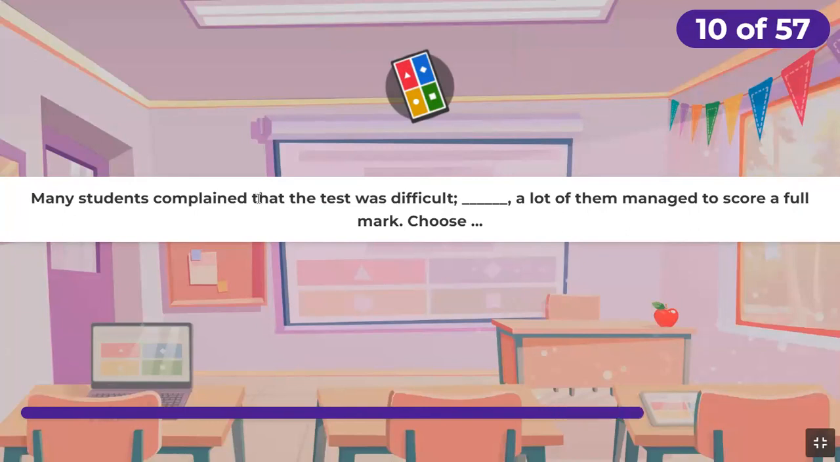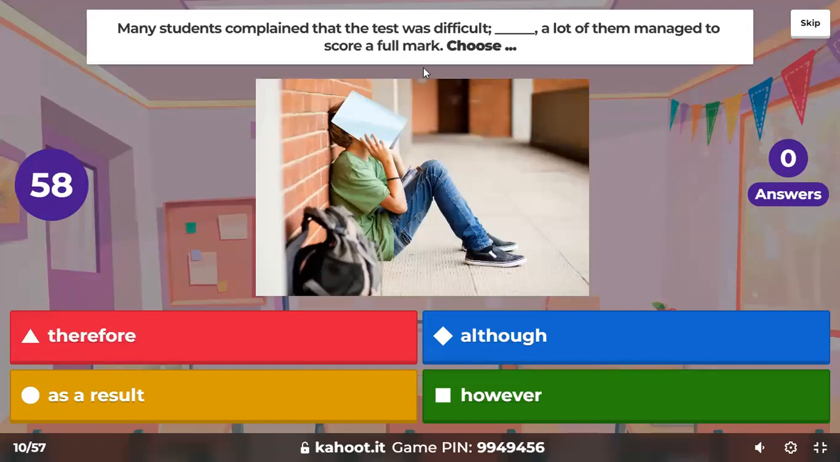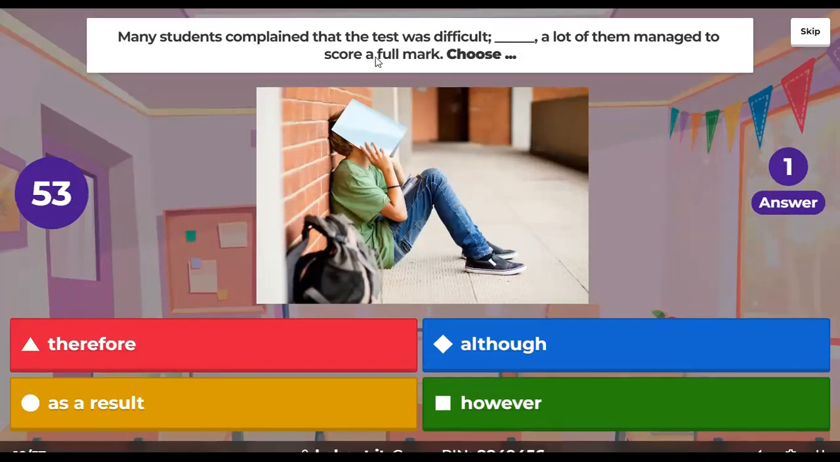Now, many students complained that the test was difficult. And we have here a blank. A lot of them managed to score a full mark. You need to have a look at the relation between clause number 1 and clause number 2. And you need to decide on the best conjunctive adverb. Here we have conjunctive adverbs and we have subordinating conjunctions to complete the sentence.